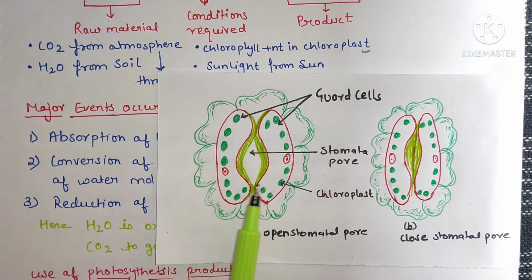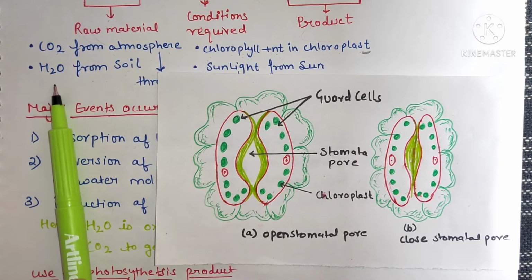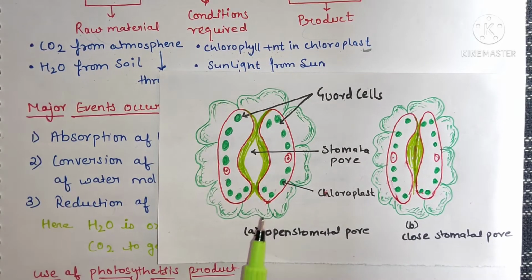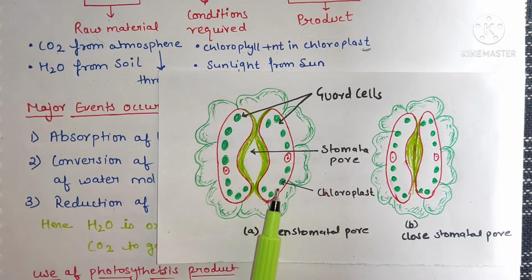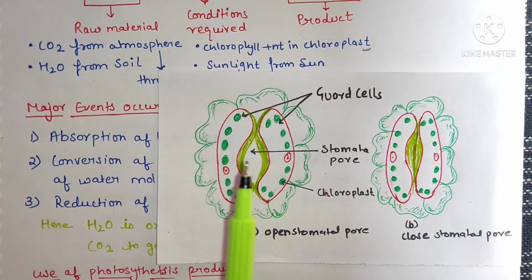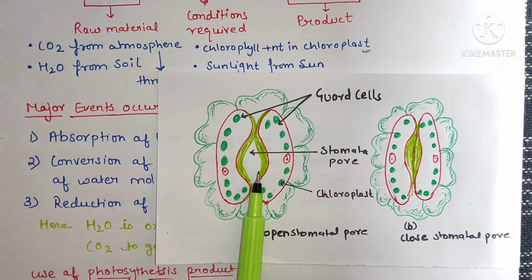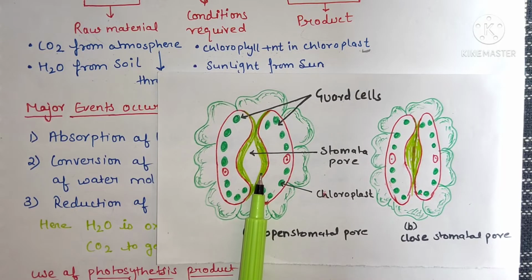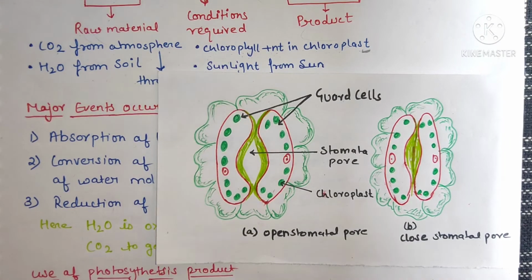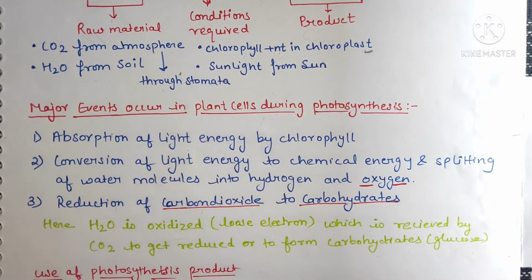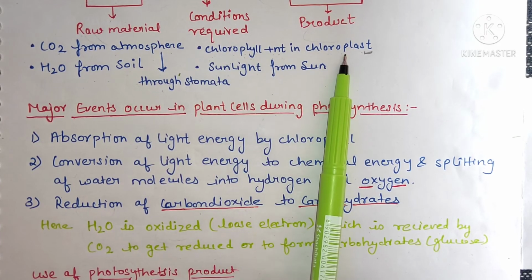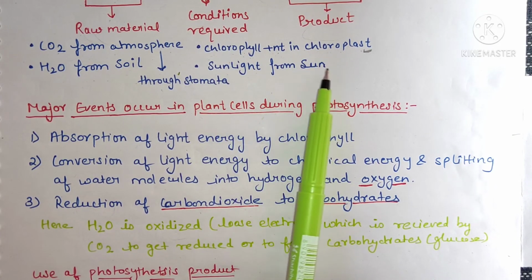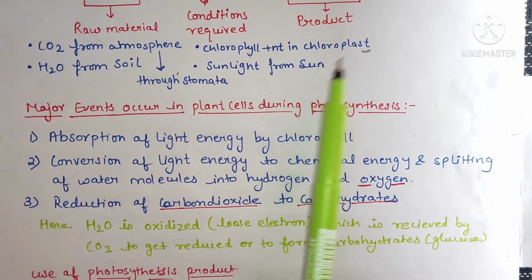And water. Now we come to water. Plants get water from the soil. And how? Plants have xylem vascular bundles which conduct water throughout the plant. So through xylem, plants get water throughout their body from roots to the leaves. And we all know chlorophyll is present in the chloroplast and sunlight comes from the sun. As we all know, the sun is the ultimate source of energy.